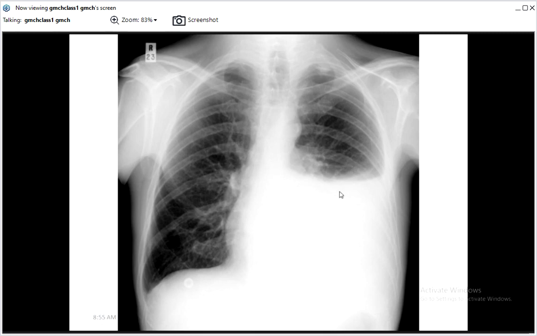If this was collapse, there would have been a loss of lung volume. This is the trachea. This would have been shifted to the same side. Okay, and in collapse you will not see such a well-formed margin of the fluid, the meniscus sign, as you say.